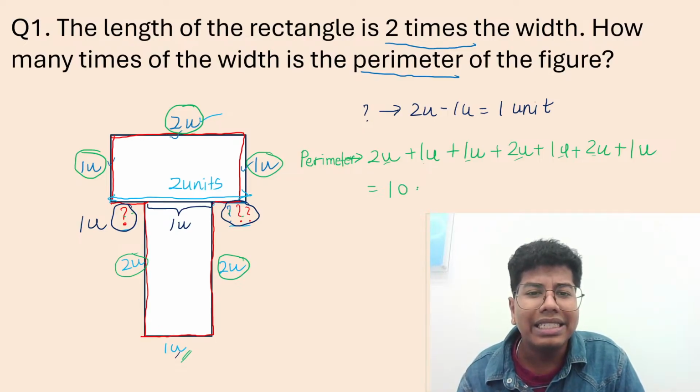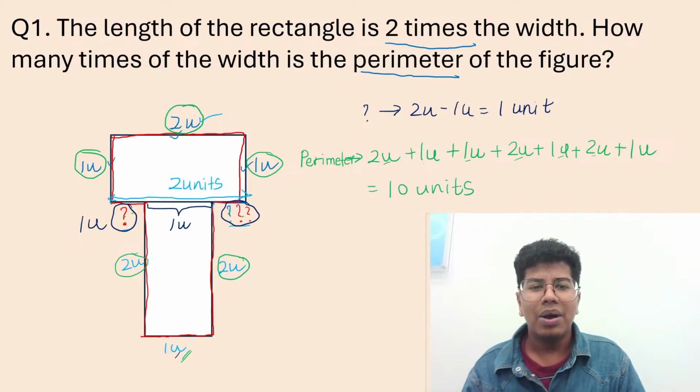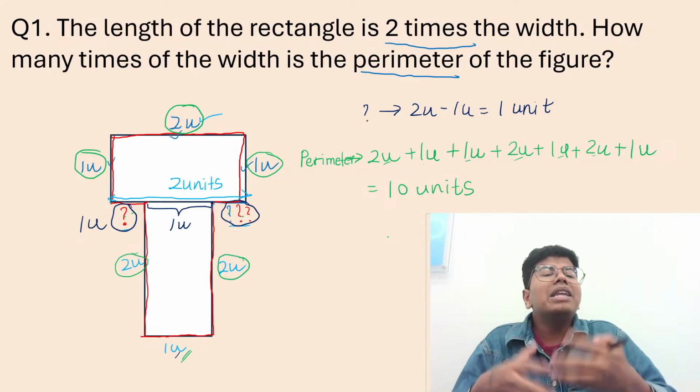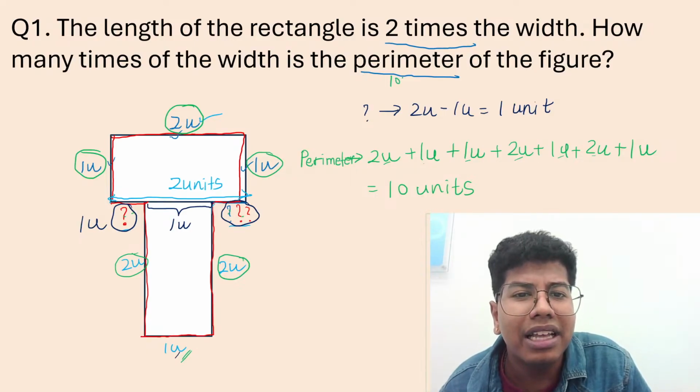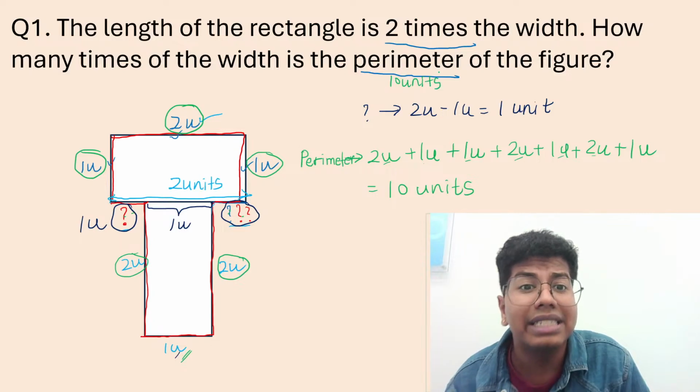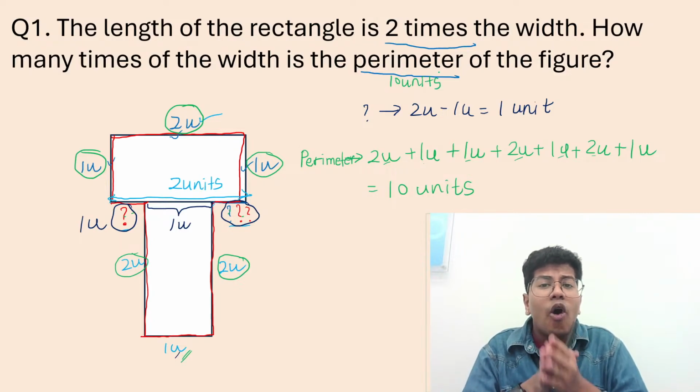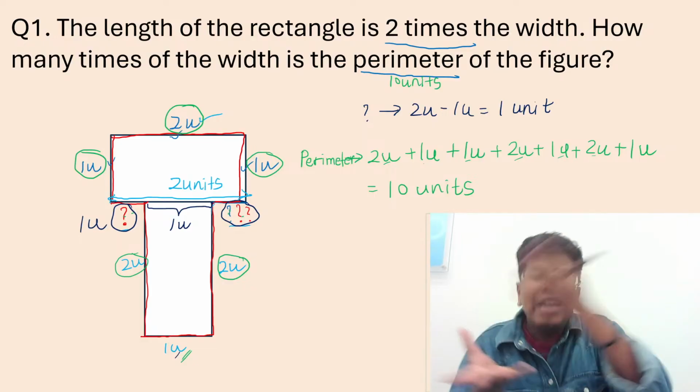So the total is 10 units. So this is just the perimeter of the figure. The perimeter is nothing but 10 units. But the question is asking how many times of the width is the perimeter.